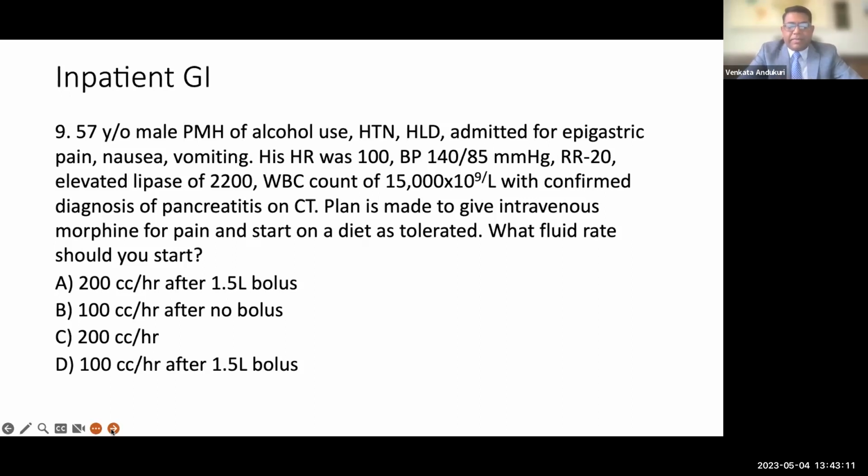The plan is made to give intravenous morphine for pain and start a diet as tolerated, because the current guidelines are asking us to start diet as soon as tolerated by the patient. And the question here is, what fluid rate should we start this patient on? 200 cc's an hour after a 1.5 liter bolus, 100 cc's an hour after no bolus, 200 cc's an hour, or 100 cc's an hour after a 1.5 liter bolus. This is assuming a 70 kilogram patient.